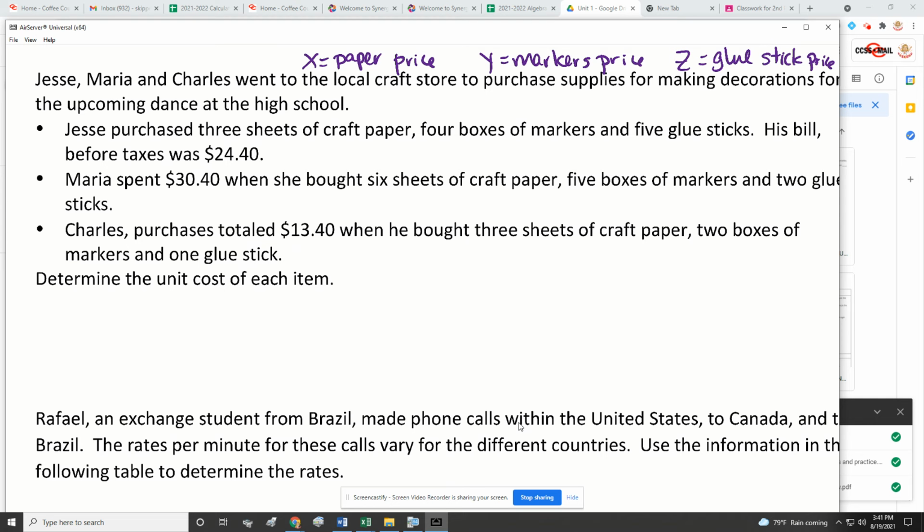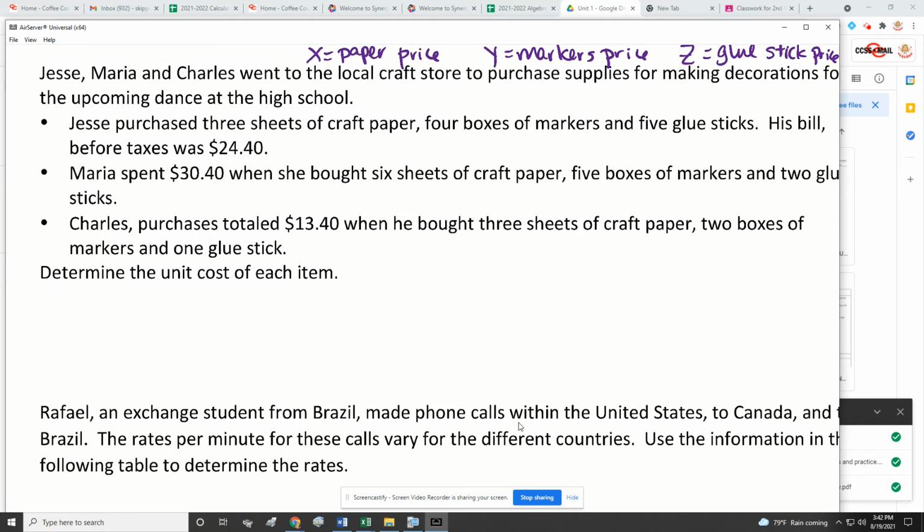All right, so I'm going to write the equation for Jesse, and I'll let you do Maria and Charles's equation and then figure out the cost of each item. Now, these costs can be decimal, so the costs are going to kind of look like money. Same thing on number 2, it's going to be like money. So if you get like 0.5, that means 50 cents.